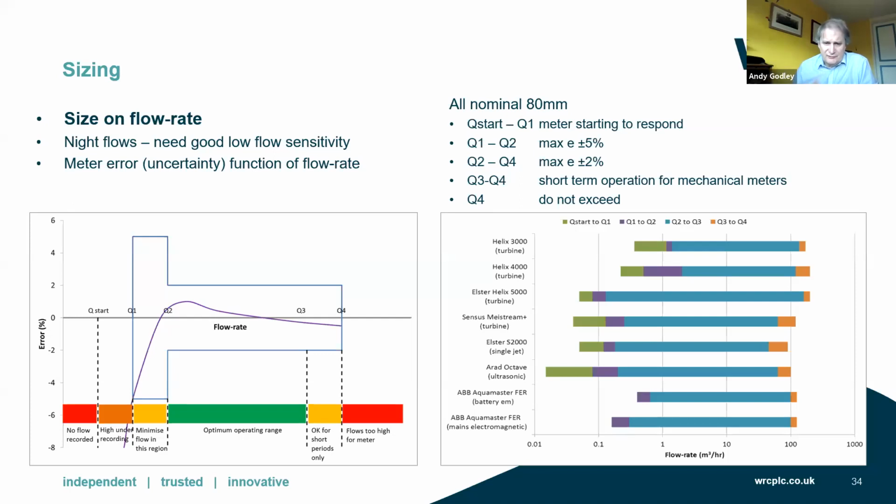The graphic on the right is slightly out of date, but it shows that not all meters are the same. Even a meter that's the same nominal diameter will have different flow characteristics. So we need to be very careful in our meter selection to make sure that we're matching the flow characteristics of the meter we're trying to select to the area that we're trying to monitor.